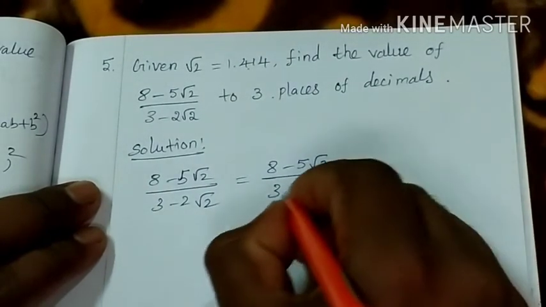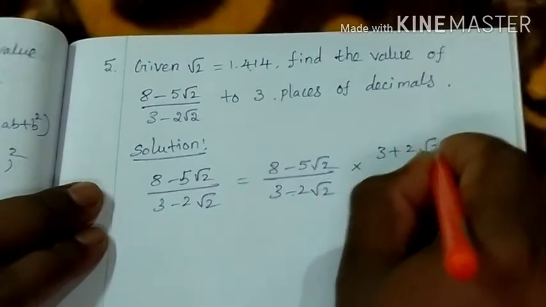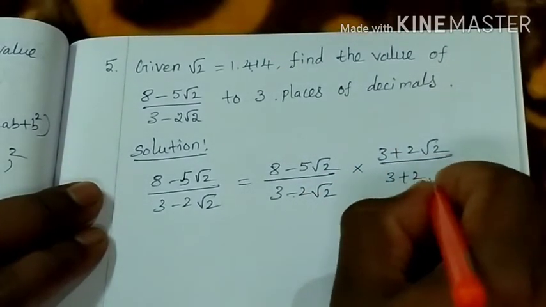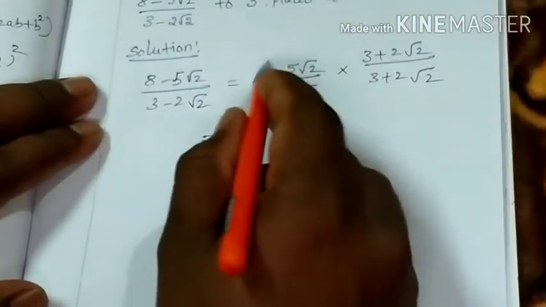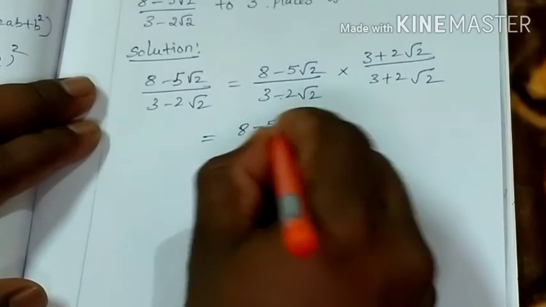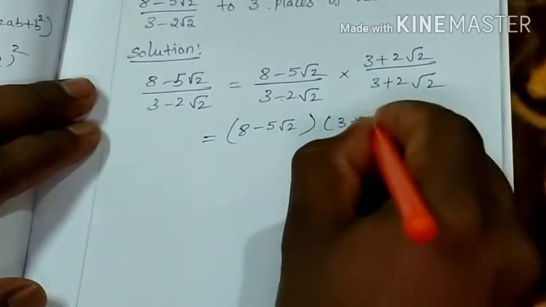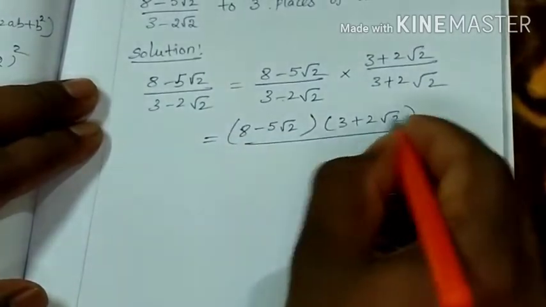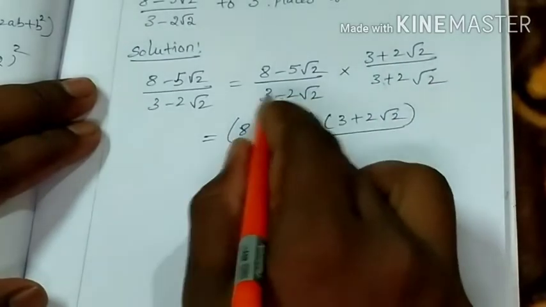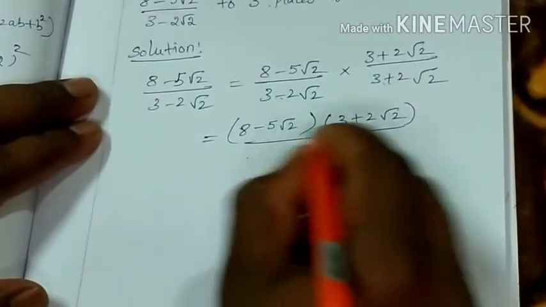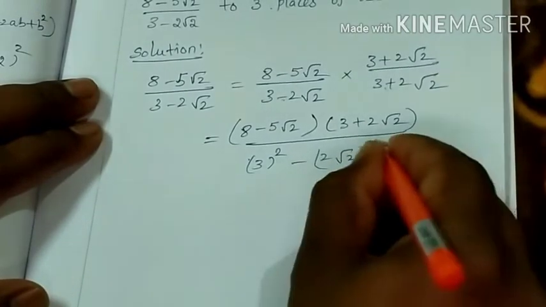To write the conjugate value, this is 3 minus 2 into root 2. So 3 plus 2 into root 2 divided by 3 plus 2 into root 2. Okay. Then making the multiplication, the same manner of the previous question. Okay. 8 minus 5 into root 2 and 3 plus 2 into root 2. Product of the numerator as well as the product of denominator. This is a plus b and a minus b format. So a square, so 3 square minus b square, 2 into root 2 the whole square.